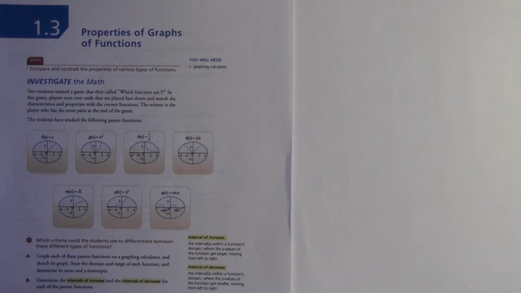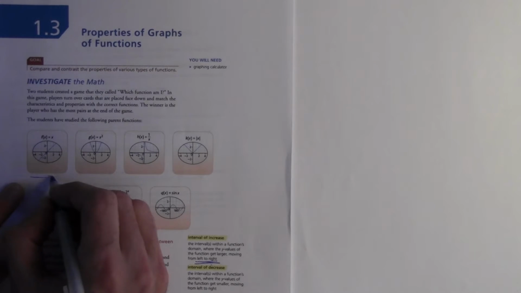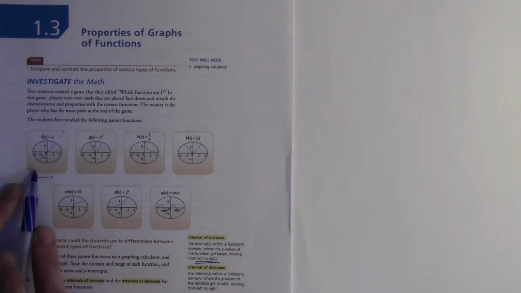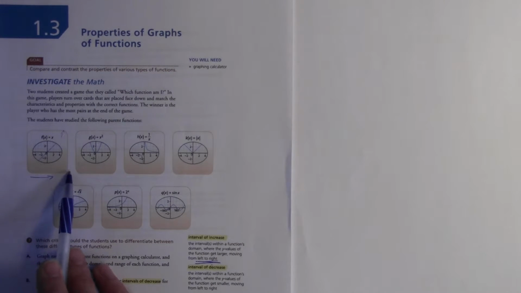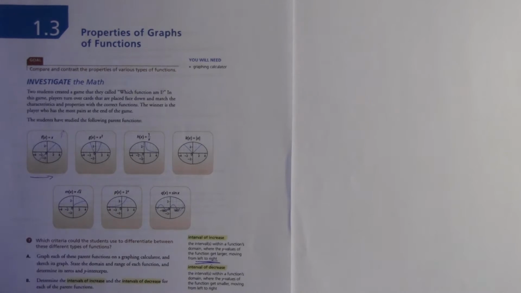The first is the interval of increase. So it's the interval within a function's domain where the y values of the function get larger, moving from left to right. So it's important that you always read the graph from left to right. Okay, otherwise that can get confusing. So as I look from the left side to the right side, what happens to these y values? They go up. Okay, so in this particular parent function, the values are always increasing. Or another way of saying that is the interval of increase is from negative infinity to positive infinity. So what is the domain in which these intervals are increasing, or the y value is increasing? Well, they're always increasing in this particular graph.